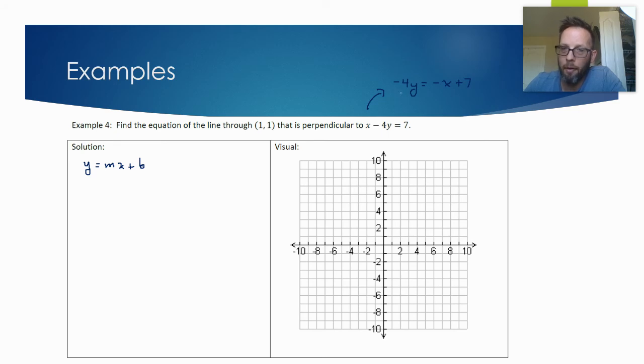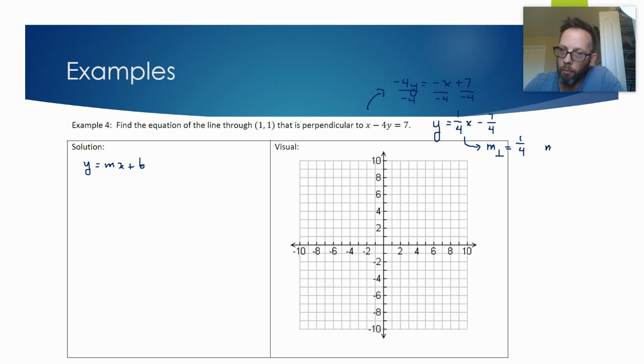And if I divide everything by -4, I get y equals, that's -1 over -4. That's the same as 1 over 4, x. And I get -7 over 4. Now that might be impractical to graph, but we don't care about the graph, right? All we care about is the slope of this line. So the slope of this line is 1 over 4.